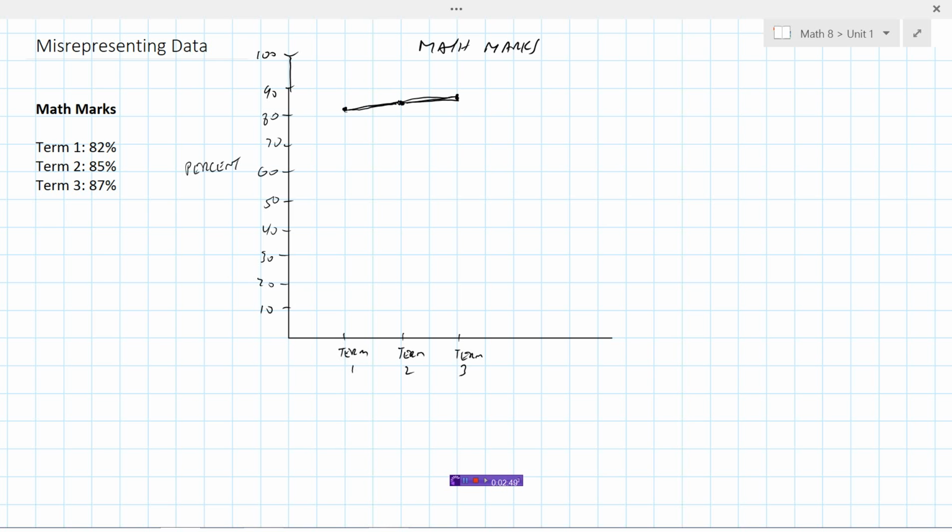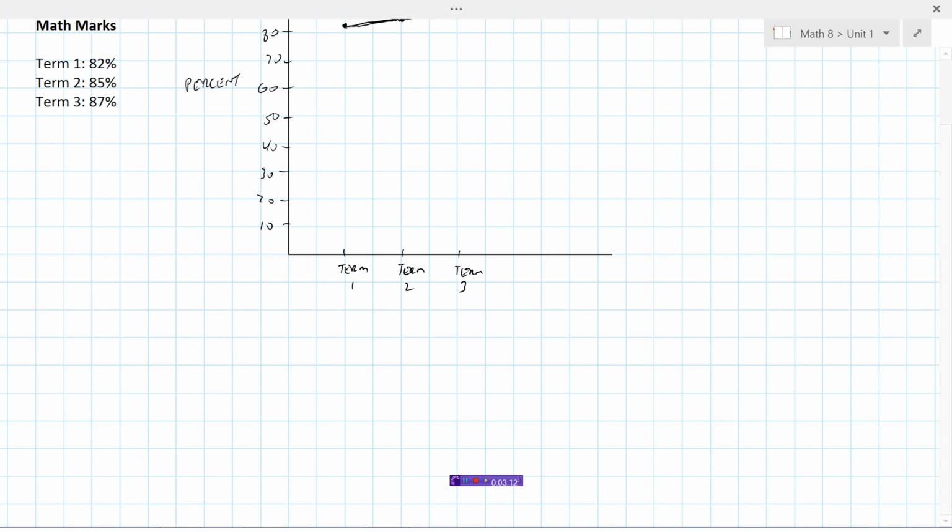So showing the graph like this, does it look like his math marks improved very much? Not really. It's gradually going up here, but it's still fairly flat. So that's really what's happening to this person's math marks. They're fairly flat, a slight improvement. Well, let's take a look at how we can do something to this graph to make it look like the mark has really gone up.